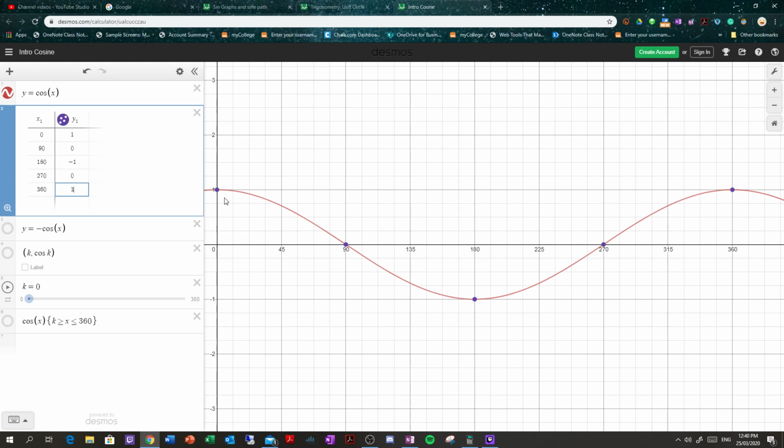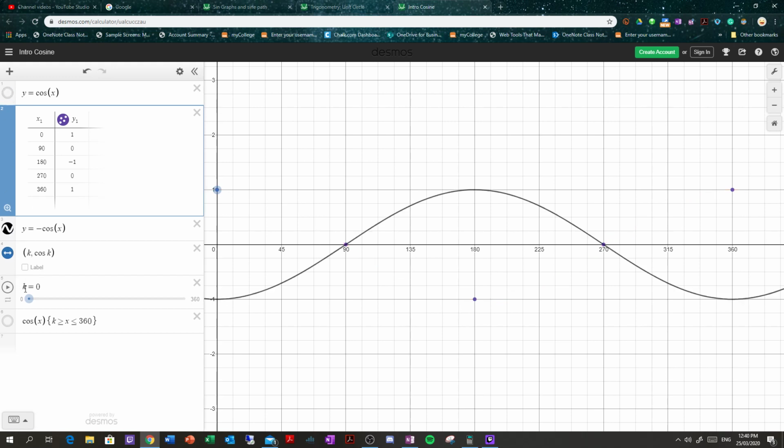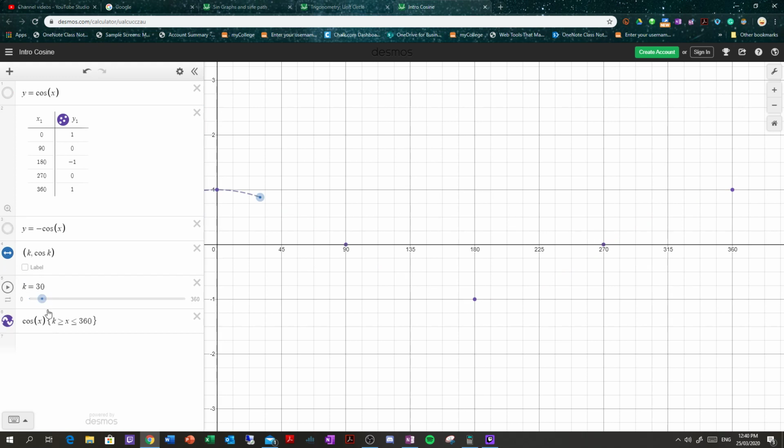So there's the full cycle of a cosine graph, right? It starts at 1. It goes kind of down and back up and completes itself at 360 degrees. And again, if you want to look at the path that it follows, it starts at 1, goes through 90, hits the minimum point at 180, goes up to 270 at 0, and then finishes at 360. Okay? So that's a complete cycle or period. Now we know the period of cosine.